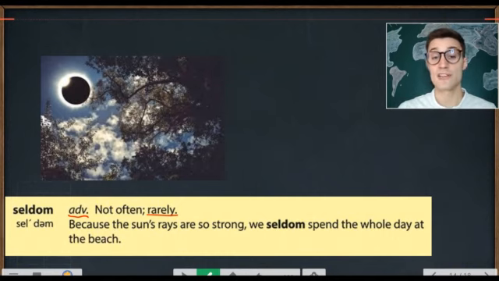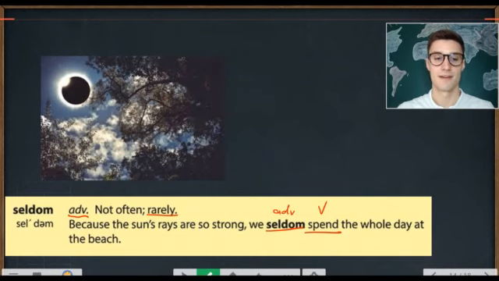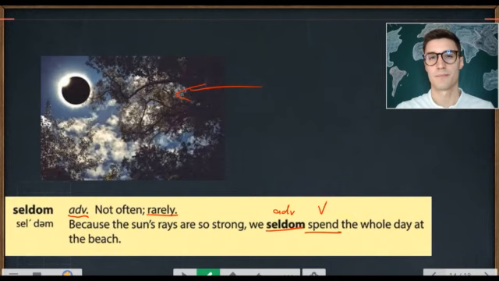Because the sun's rays are so strong, we seldom spend the whole day at the beach. So spend, you spend time, that is the verb. See, seldom describes the verb. We seldom see an eclipse. Let's go back to seldom. What is something that you do seldomly? I seldom eat McDonald's. I try to eat healthy.